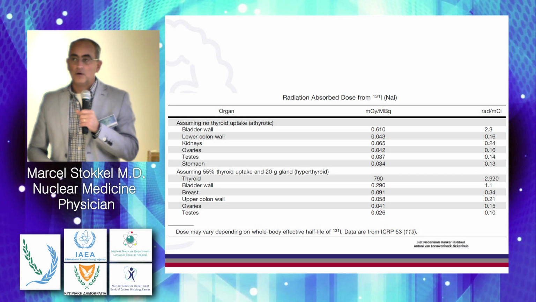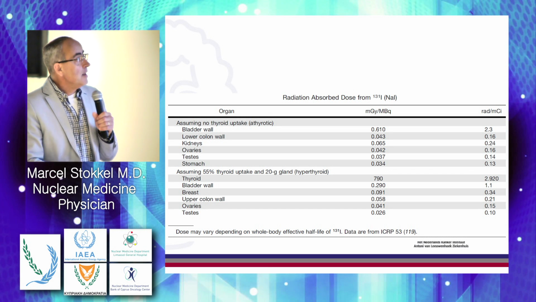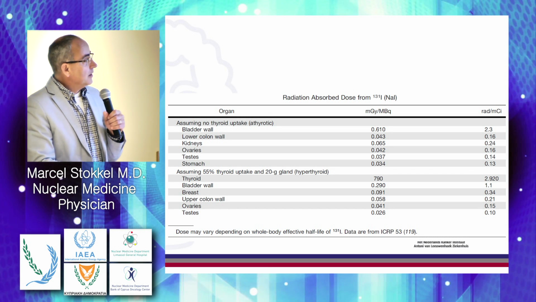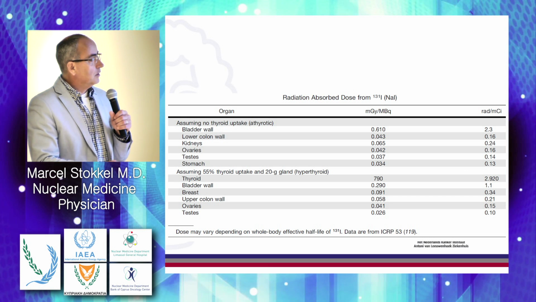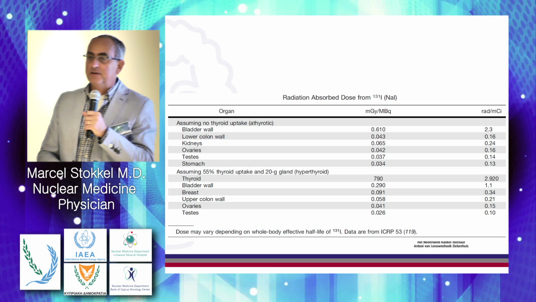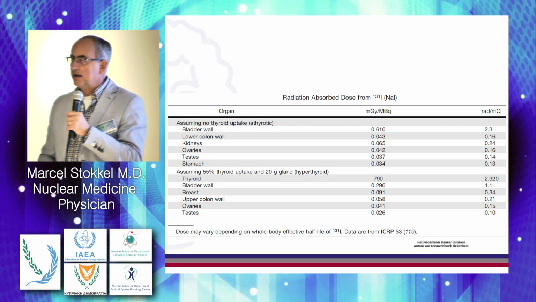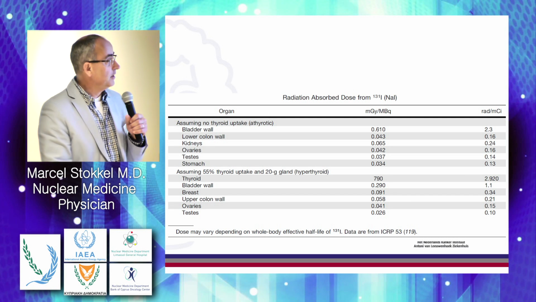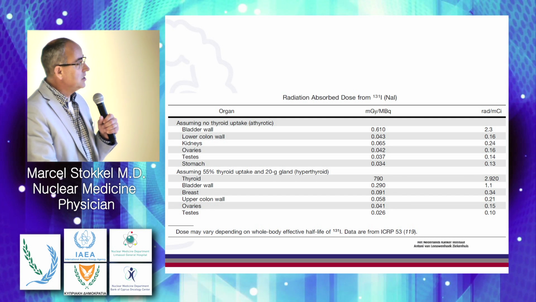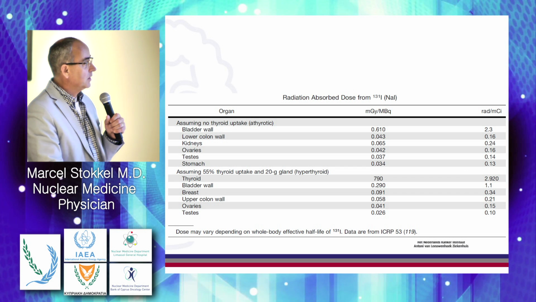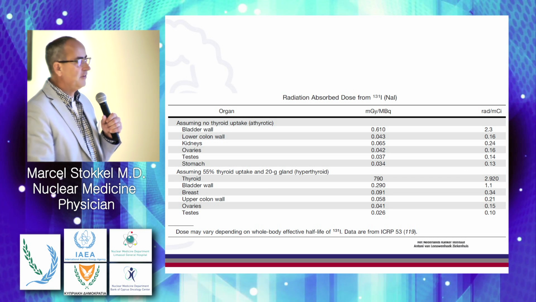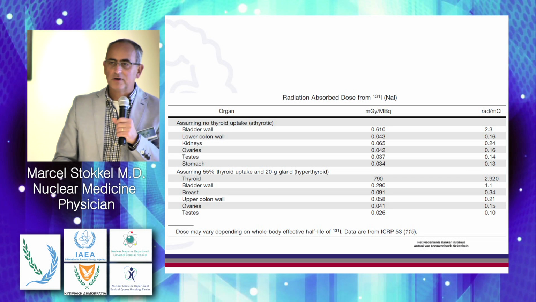And also for bone marrow. What you see here is just an example of how the distribution of radioactivity changes in correlation to the uptake pattern in a body. You see here, when a patient has no thyroid gland anymore, the irradiation to the bladder wall is much higher compared to patients who have a 55% uptake in the thyroid gland.